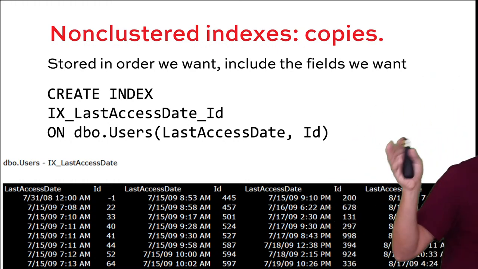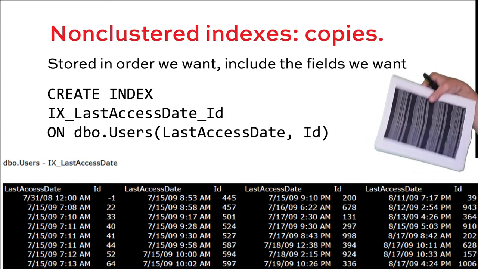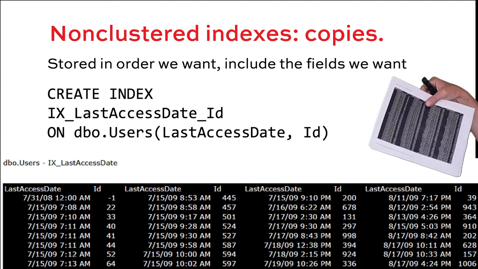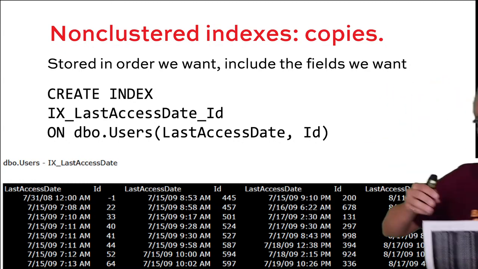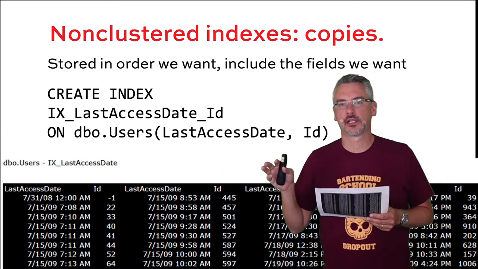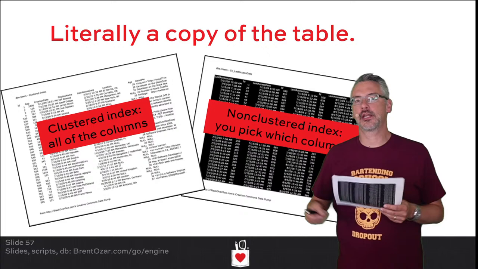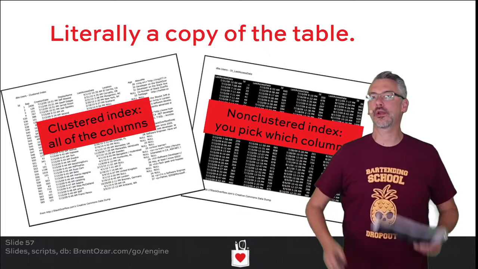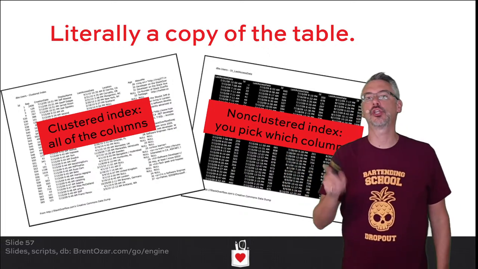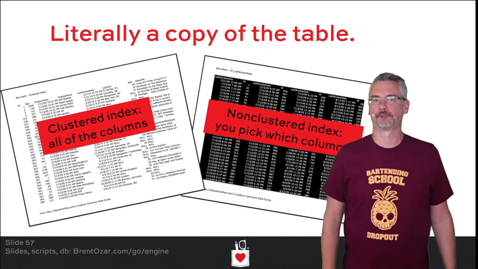If you say create index IX last access date and ID on the users table on last access date and ID, SQL Server actually materializes this into a set of 8K pages. One of the first things you're going to notice is that this copy of the table only has last access date and ID. Non-clustered indexes are kind of like reporting copies of the table. They let you pick and choose which columns are on that table.